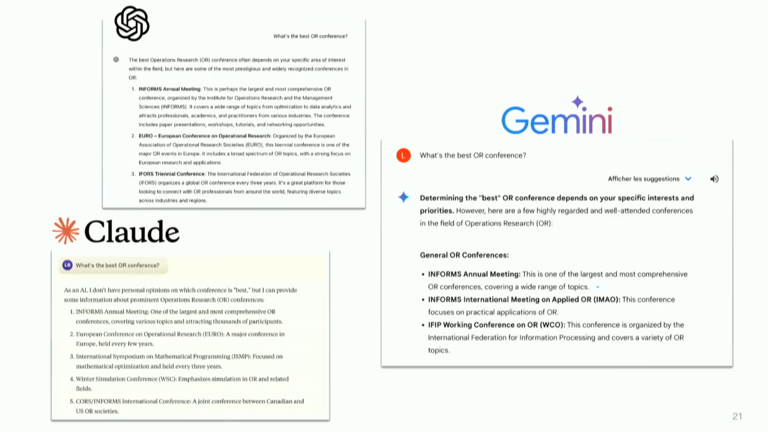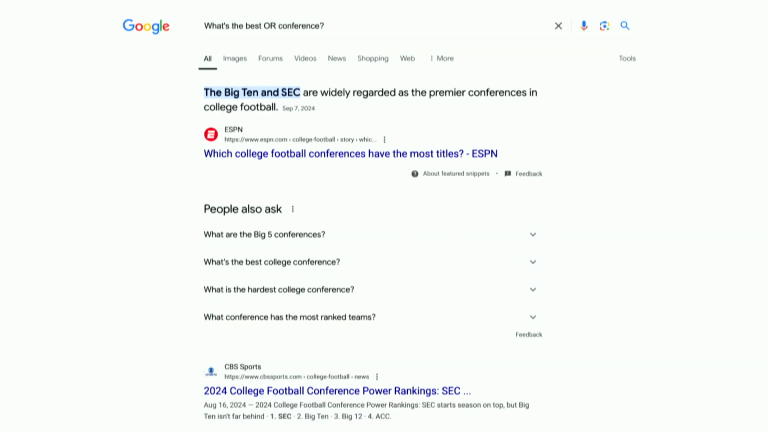And I'm not inventing it. I actually asked Gemini, ChatGPT, and Claude what's the best OR conference. They all told me INFORMS as their first choice. And then I asked Google, what's the best OR conference? And Google is more like a college football fan. It told me the best OR conference is the Big Ten and SEC. So you see, the large language model got my context out of the blue that I was talking about our field, not about football. So it's fun how different tools can relate.